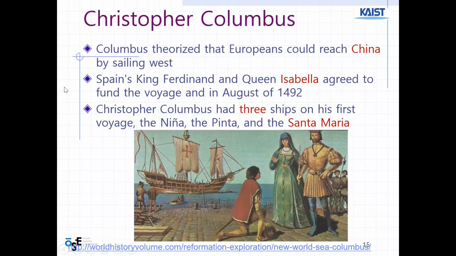But he didn't have enough money to build 3 ships. So Spain's king and also queen, Isabella, actually invested money in him in 1492. So 3 ships on the first page. The Santa Maria is one of them. But he succeeded in finding land and returning back. So that was a very important investment and success story.